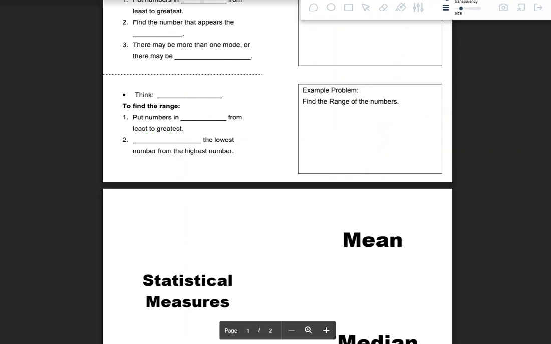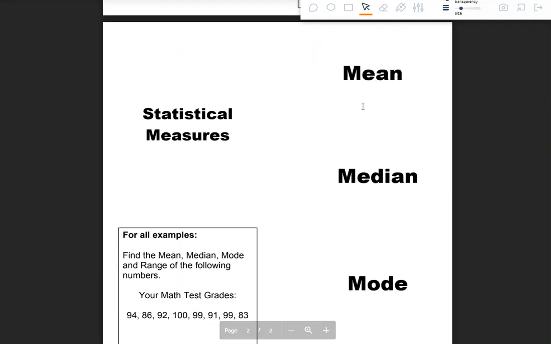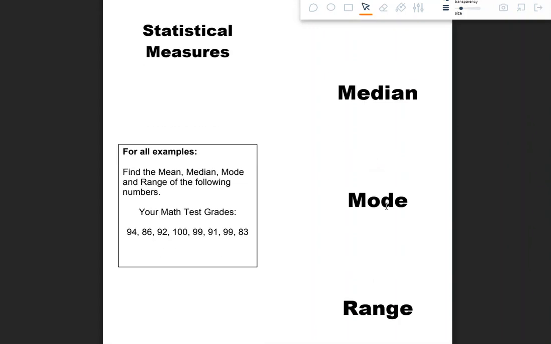All right, so that is mean, median, mode, and range, right? So mean, think average. We add up all the numbers and we divide by how many numbers we have. Median, think middle. We put all the numbers in order from least to greatest, and then we find the number that's in the middle. Mode is just whatever number shows up the most. That's probably the easiest one. All you gotta do is figure out what number shows up the most, and we had 99 show up twice, right? So that was our mode.